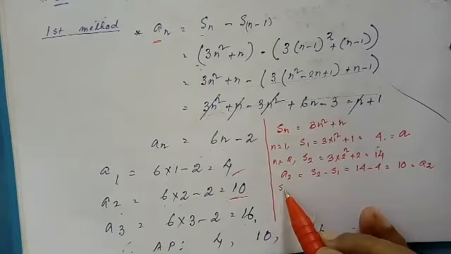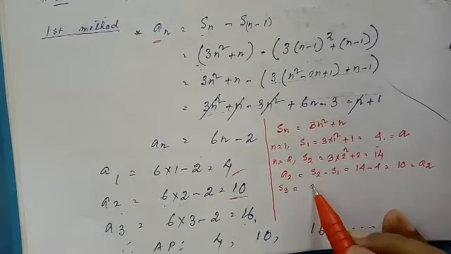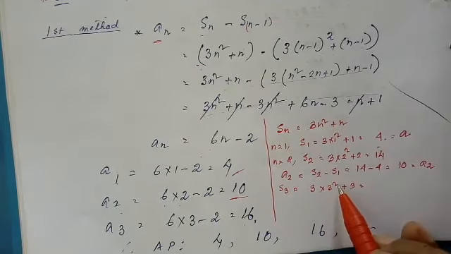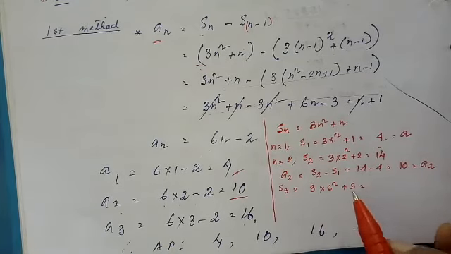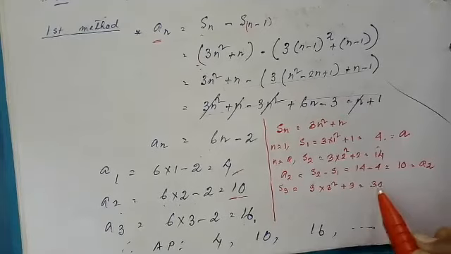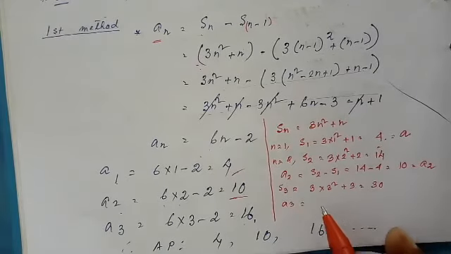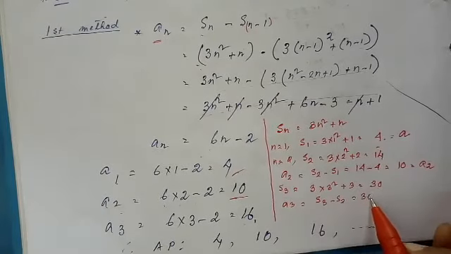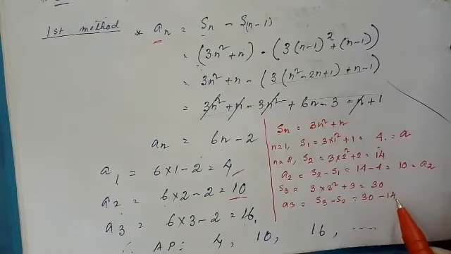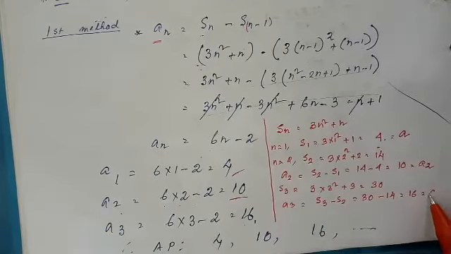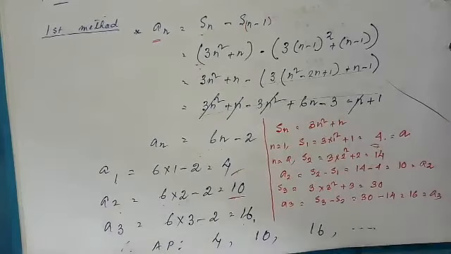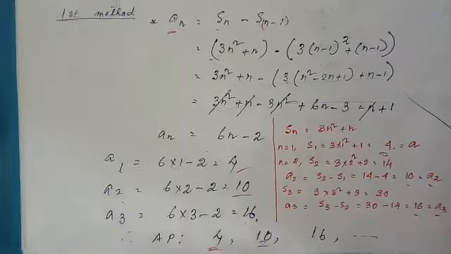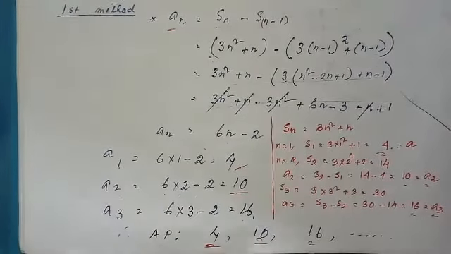Similarly, S3 is equal to 3 into 3 square plus 3. That is, 3 square means 9. 9 into 3, 27. 27 plus 3, 30. Now A3 is equal to S3 minus S2, that is equal to 30 minus 14, that is equal to 16, that is A3. So what we get? First term 4, second term 10, third term 16, and so on. So this is the AP.